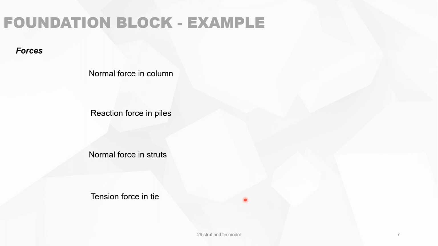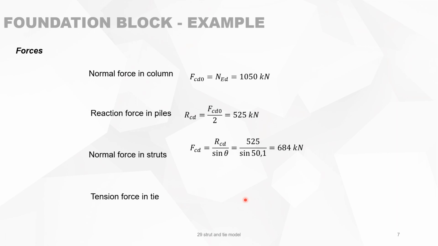Forces: the normal force in the column is of course NED, 1050 kilonewton. The reaction force in the piles, because of symmetry, is half of it, 525 kilonewton. The normal force in the strut is then the reaction force in the pile divided by the sine of the strut angle, and it gives us 684 kilonewton. And the tension force in the tie is the reaction force in the pile divided by the tangent of theta, which gives us 439 kilonewton.